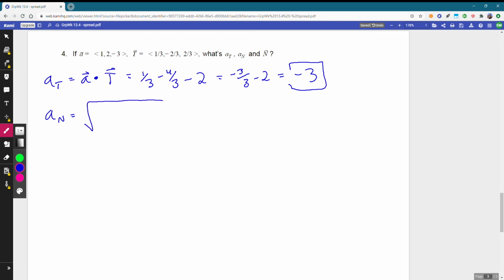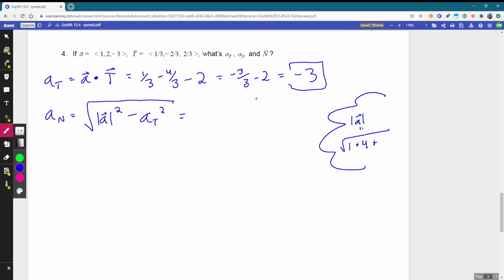And from our Pythagorean theorem formula, maybe off to the side, we'll do the size of A. Size of A is square root of 1 plus 2 squared, which is 4, plus negative 3 squared, which is 9, and so root 14. And so we are squaring that, so we just get the 14 minus AT squared. Negative 3 squared is 9. 14 minus 9, so root 5 is our normal component of acceleration.